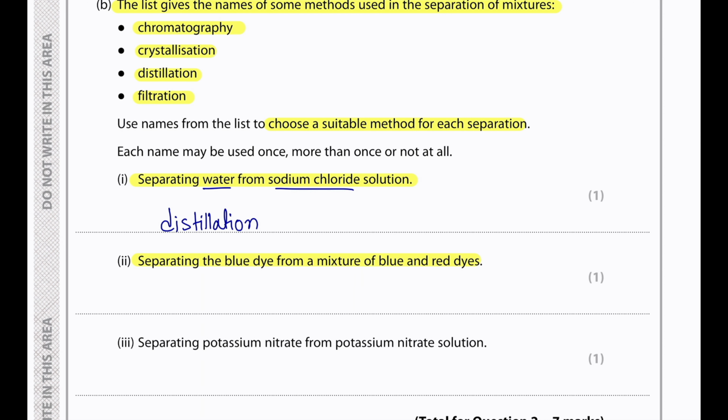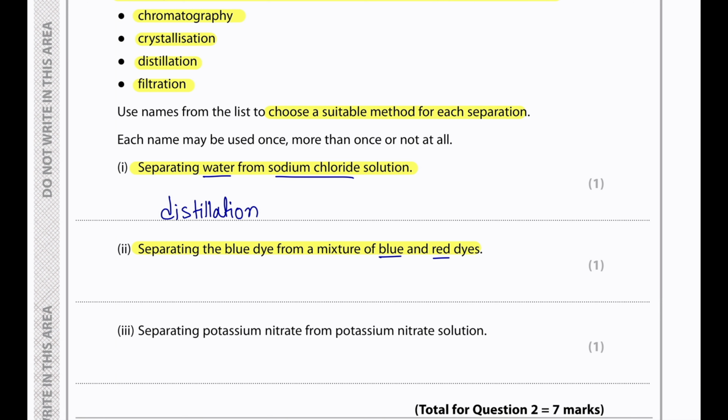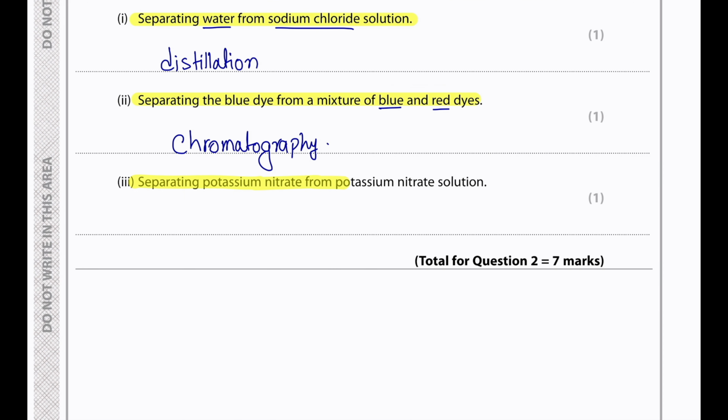Separating blue dye from a mixture of blue and red dye. Since the blue and red dye are a mixture that is very hard to separate, we can use chromatography. Separating potassium nitrate from potassium nitrate solution. Since we have to get the potassium nitrate from the potassium nitrate solution, for this one we can use crystallization.